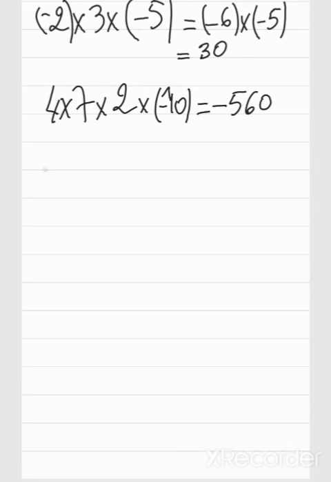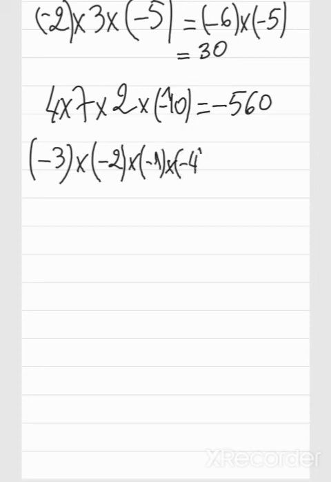What about this one? Negative 3 times negative 2 times negative 1 times negative 4. Can you guess the sign? The first one is going to be positive. Second one is going to be positive. So the result is going to be positive. Here's 6, here's 4, 24.